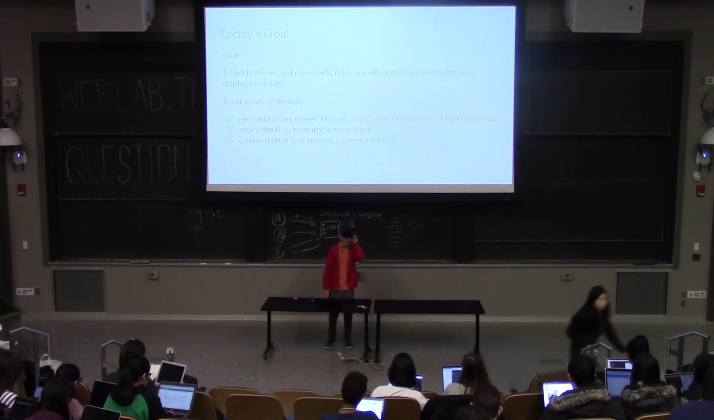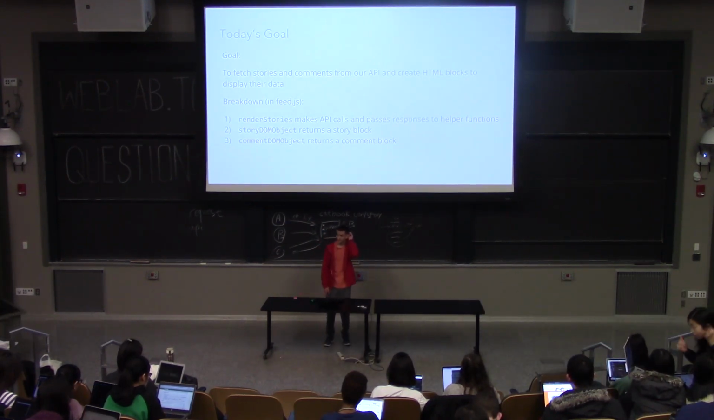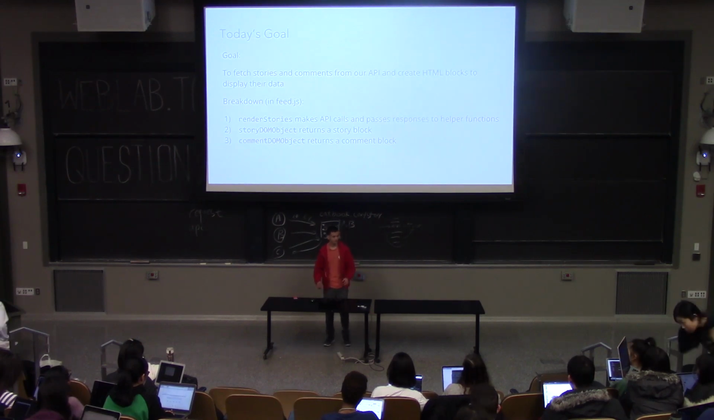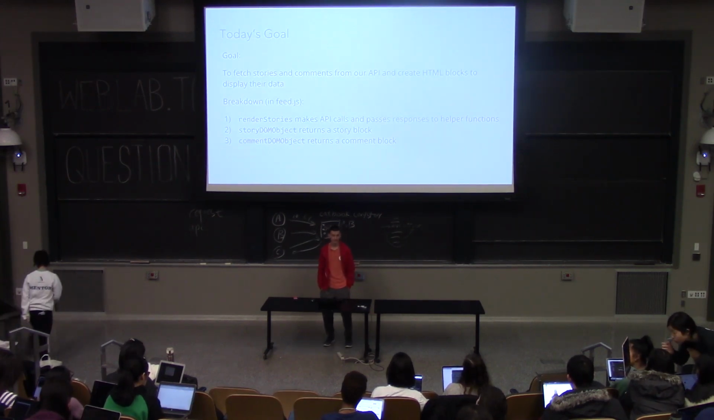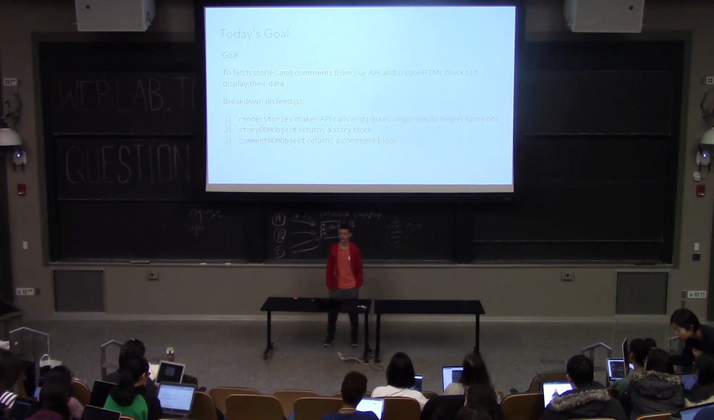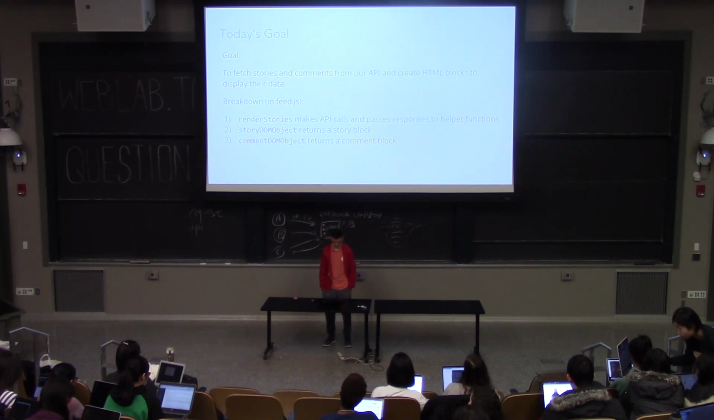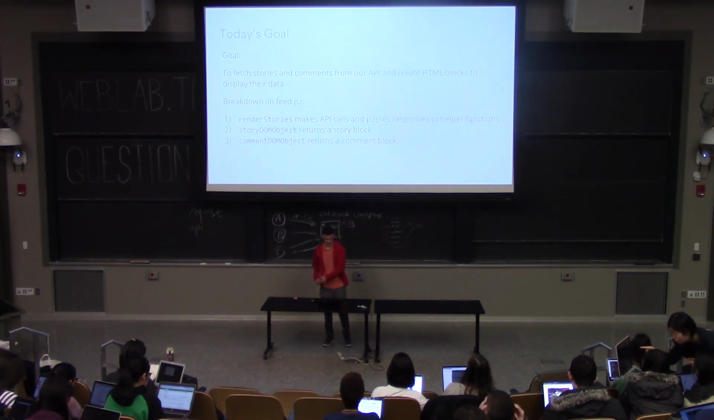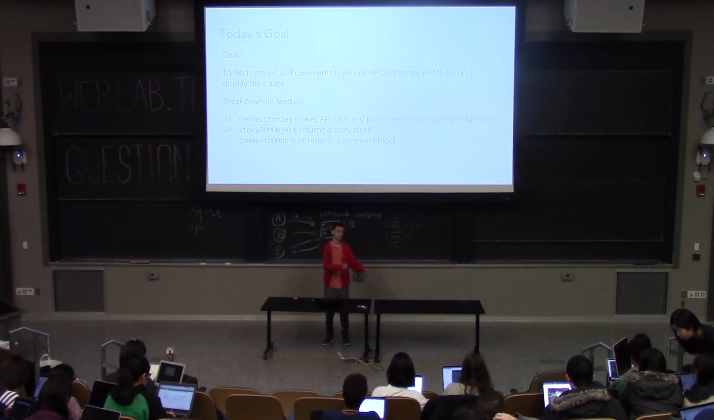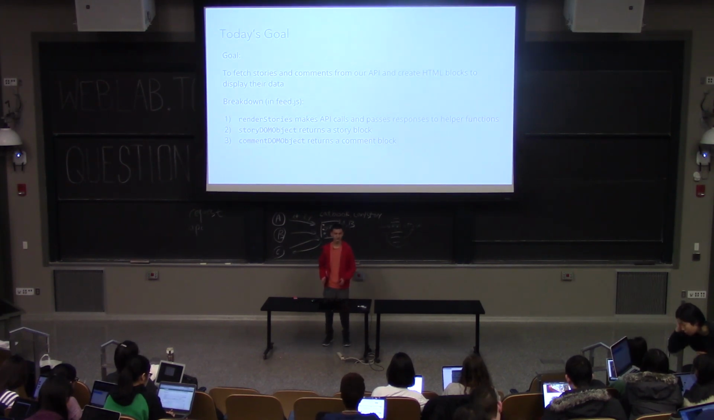All right. So I'm going to move on for now, but anyways, today's goal is going to be to fetch all these stories and comments from the API, and then create HTML blocks to display the data. So basically that's going to entail these 3 tasks. So in feed.js, render stories is going to make API calls and pass the responses to helper functions. And these helper functions are as follows. There's the first one, which is story DOM object, and it returns a story div. And there's another one, a comment DOM object function, which returns a comment div.